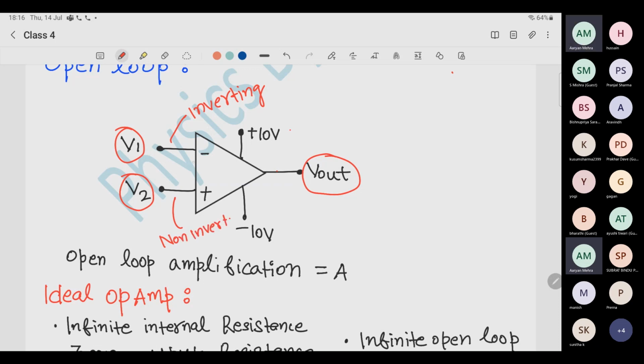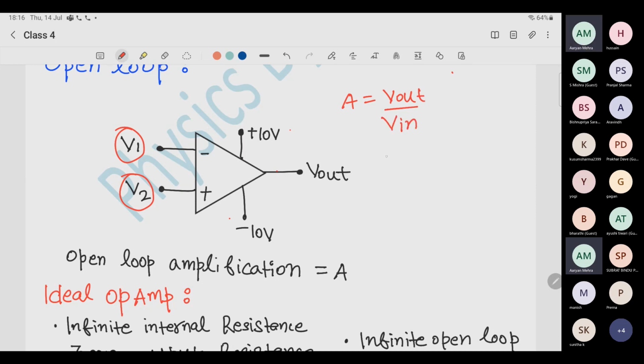And the voltage connected to the minus negative side is called inverting voltage, and the voltage connected to the positive side is called non-inverting voltage. Now let's understand what this inverting and non-inverting means. So let's assume that your op-amp has an amplification of A, the open loop amplification A. What is A? A is V output divided by V input.